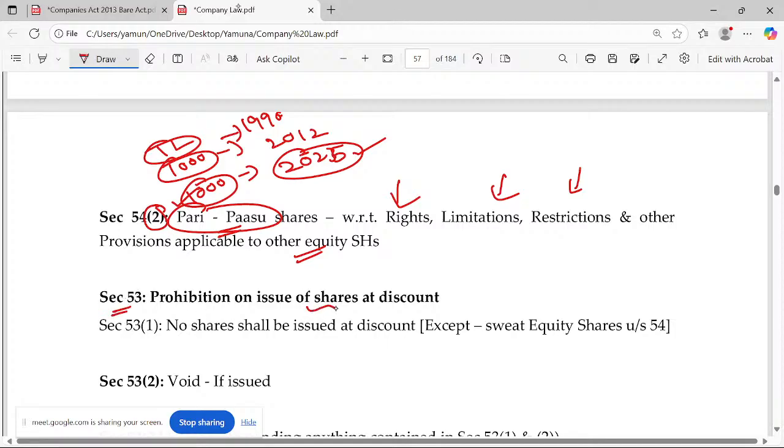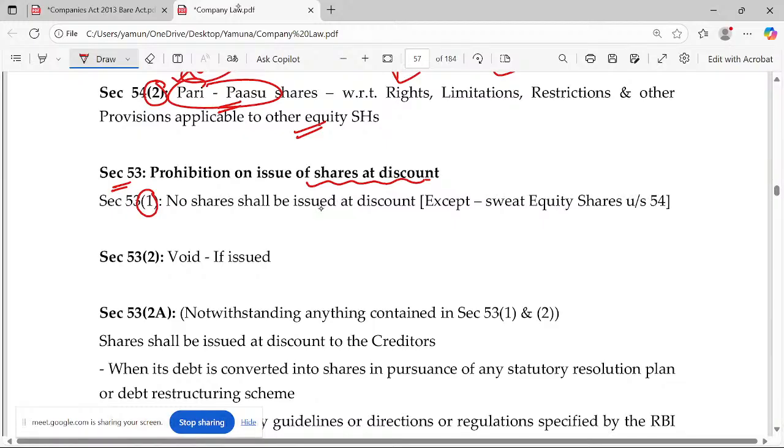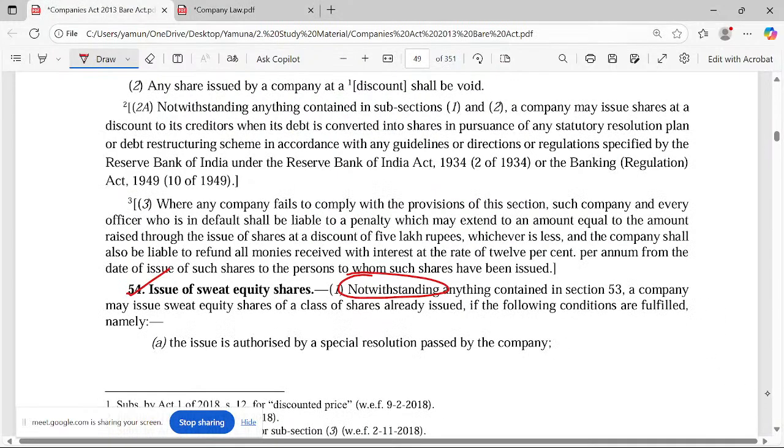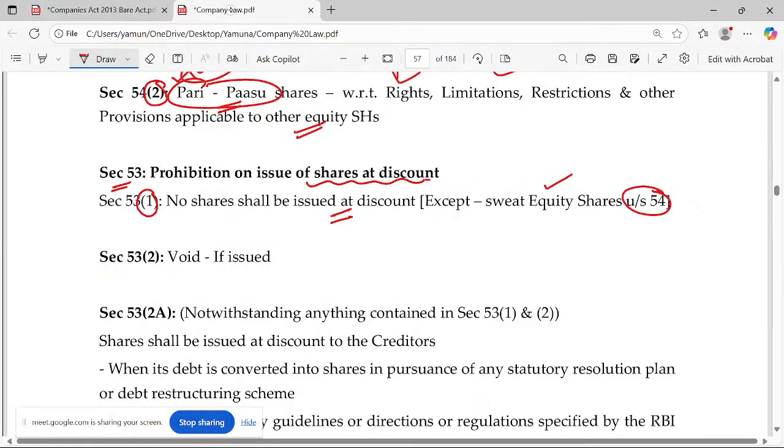53, prohibition on issue of shares at discount. The very first subsection strongly says no shares shall be issued at a discount except sweat equity shares under section 54. Except as provided in section 54, a company shall not issue shares at a discount. So if you get this question, please try to write it this way. It's easy, we are not going to memorize. But usually when we talk about a bare Act, it starts with notwithstanding, provided that, except, saving clause. We'll have all these formats, so just try to remember them. So that's about one.